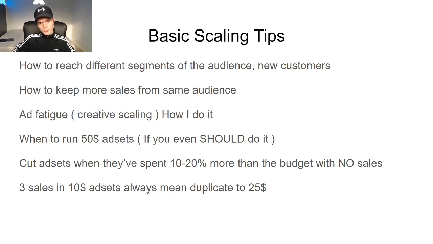But a CBO needs more time. If you have a CBO running for $200 a day, it might pop off only when you spend 50. It will probably make 0 sales, and then the second you hit $50, it's just gonna explode and make 10 sales. So always be patient with your CBOs, guys. And like I said, guys, 3 sales in one ad set that's running for $10 a day always means a $25 duplicate, but obviously leave the original one running, right?